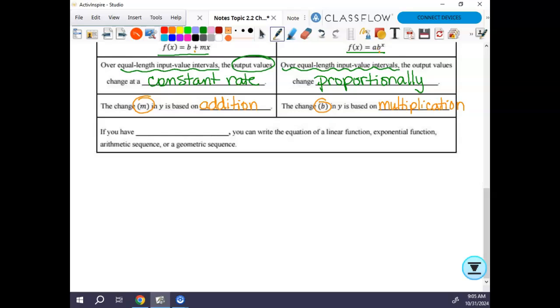And with those formulas that we have, and this isn't true for every function ever, but for these, if we have 2 points, that's all we need. Okay? We've always known that you only need 2 points to make a line. We can write the equation, but that's true for exponential as well. So, and then you can write an equation of a linear function, exponential function, arithmetic sequence, or a geometric sequence. Okay? Everybody good so far? Just kind of a compare and contrast.